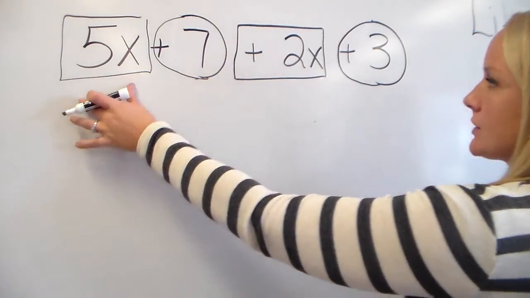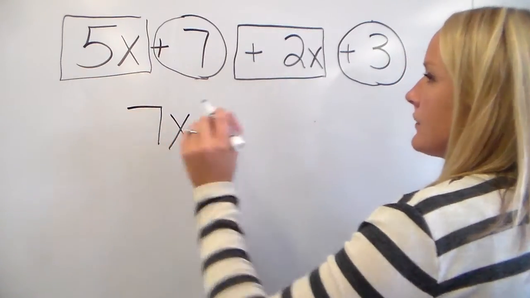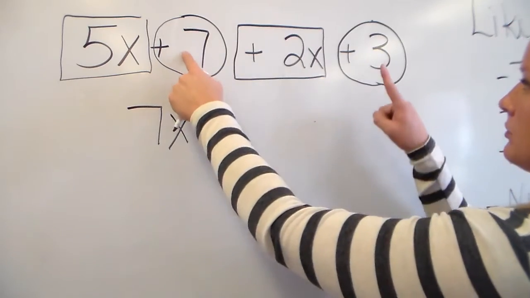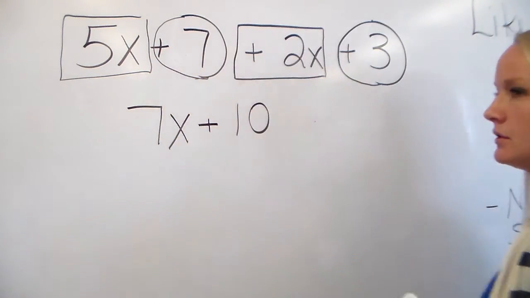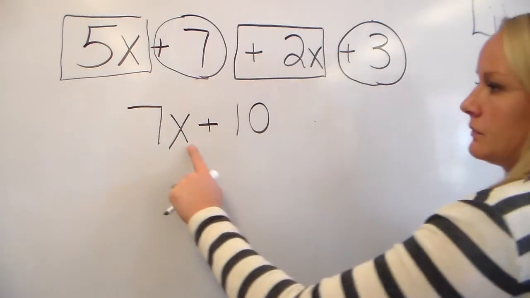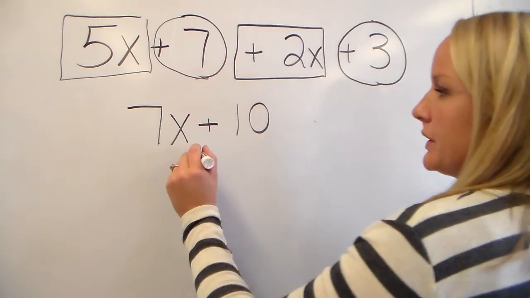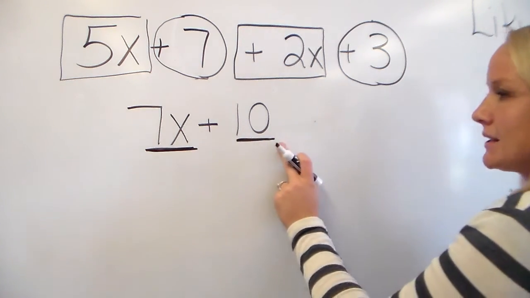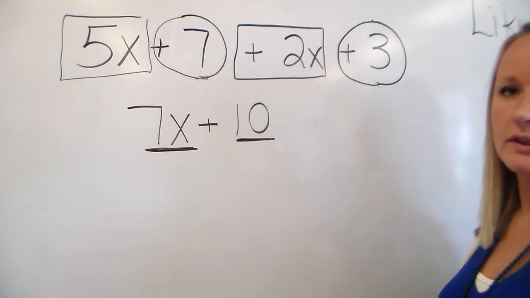So I have 5x plus 2x. That gives me 7x. And then I have 7 plus 3, which is adding a positive 10 to it. This is as far as I can go because this term has an x in it. This term is a constant. They're not like each other, so I can't do any more at this point.